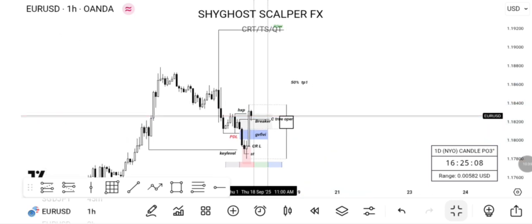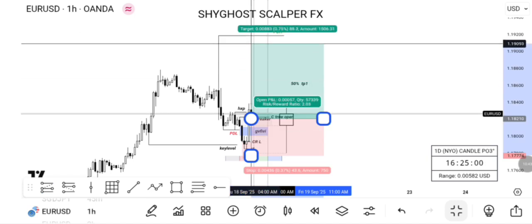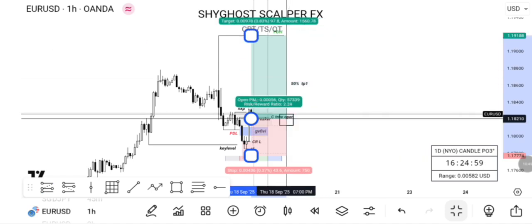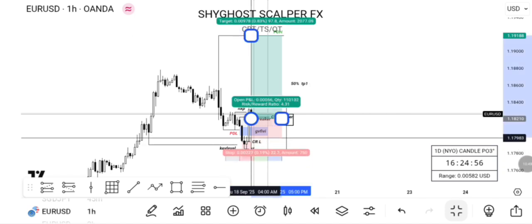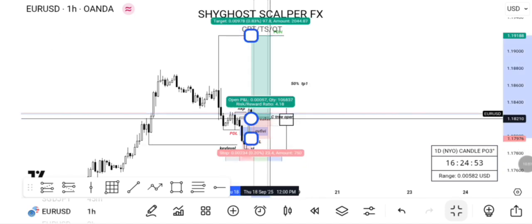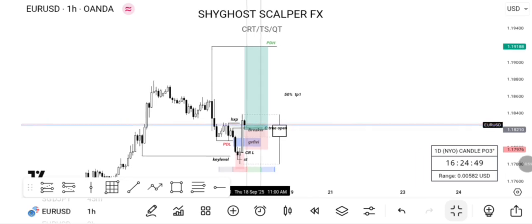So now another thing that we do here, we're taking our entries at this level, right? Target here, first TP 50%, right? Then our stop loss, I'm gonna put it just below this FVG here. This is how I did the breakdown that I've just sent today.